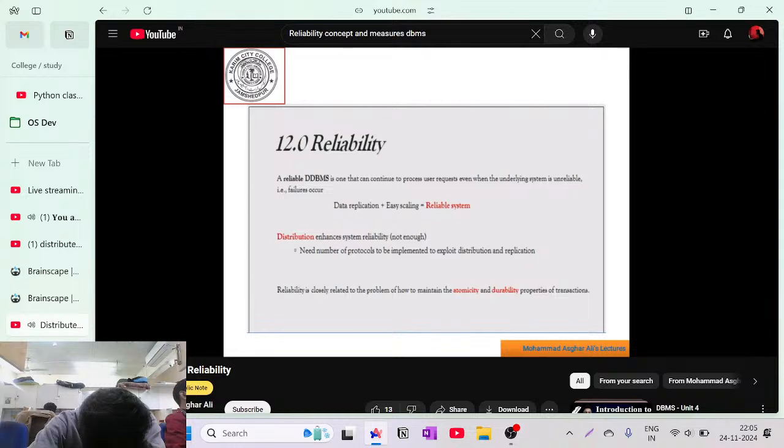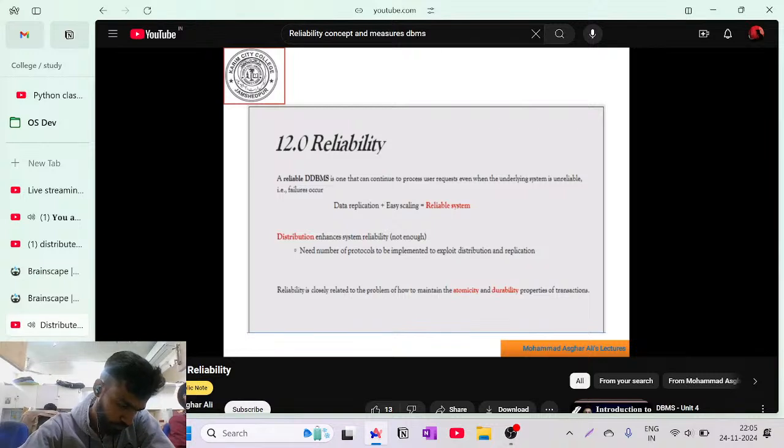So here, another definition: a reliable DBMS is one that continues to process user requests even when the underlying system is unreliable, that is, failure occurs. So we can write here like this: data replication plus easy scaling is equal to a reliable system.